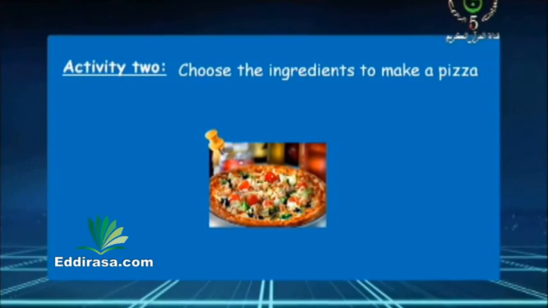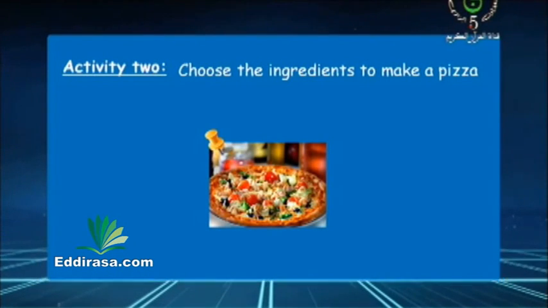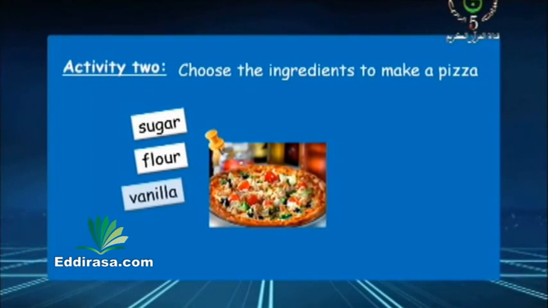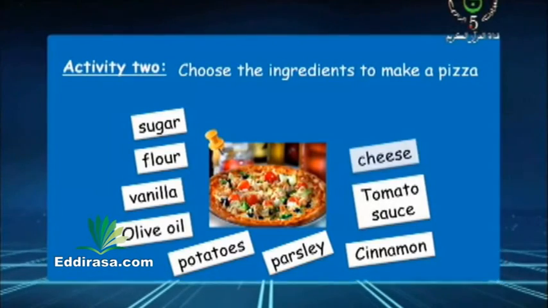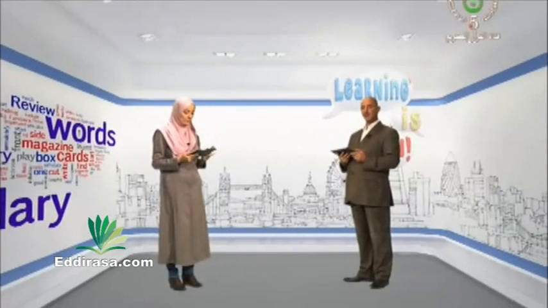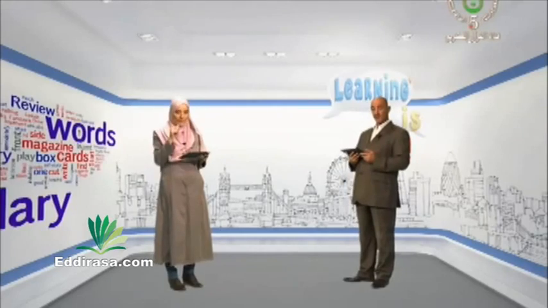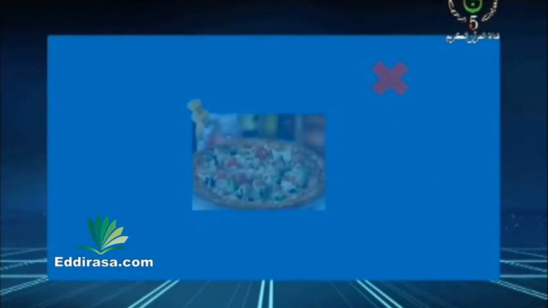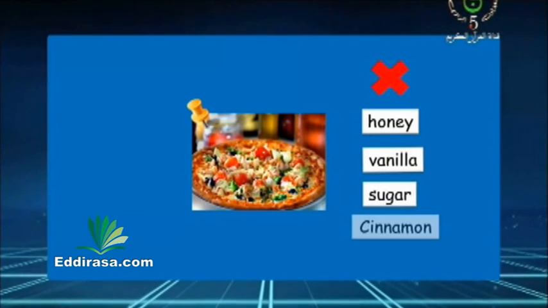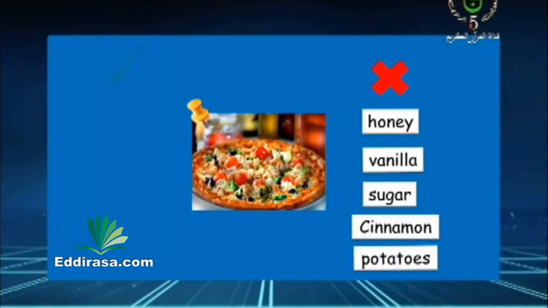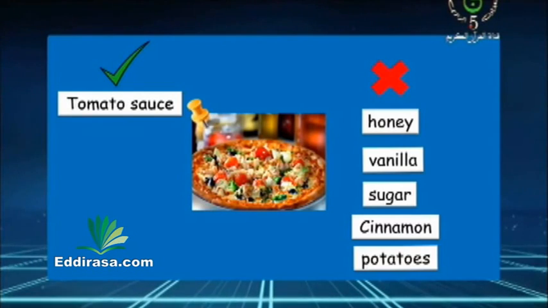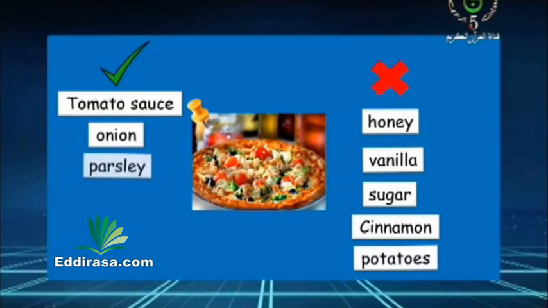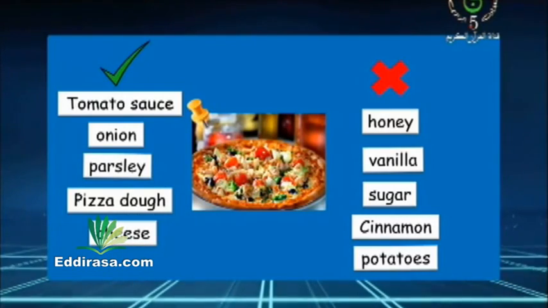So as you can see, the ingredients are as follows: sugar, flour, vanilla, olive oil, potatoes, parsley, cinnamon, tomato sauce, cheese, honey, and finally onion. So here you are going to see the right ingredients used to make a pizza. So is honey used to make pizza? I don't think so. It is the same for vanilla, sugar, cinnamon, and potatoes. So what are the right ingredients to make pizza? Have a look. Tomato sauce, onion, parsley, pizza dough, cheese, and finally olive oil.